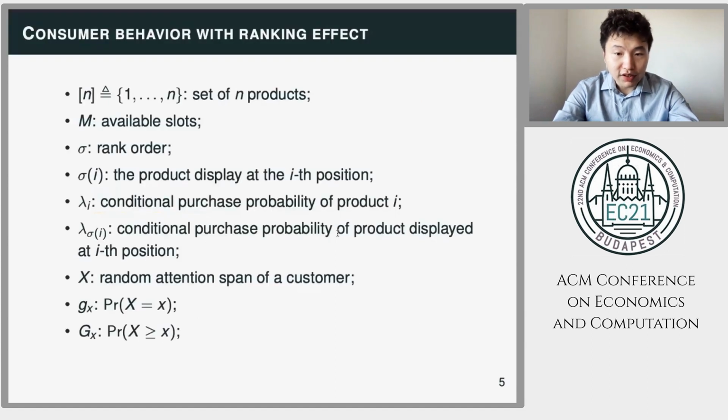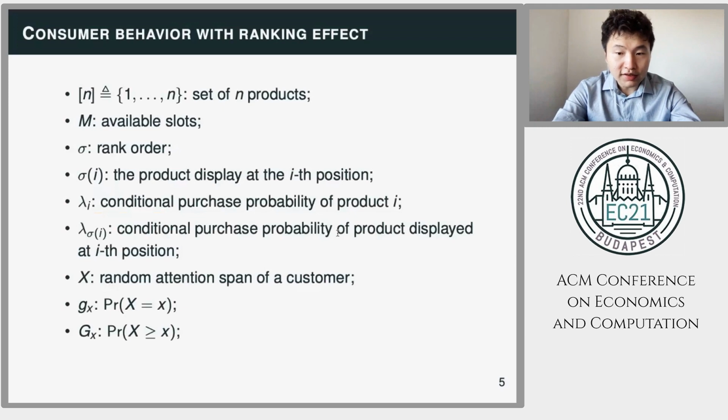We first introduce some notation which is used throughout this presentation. We consider an environment where there are n candidate products available to be displayed in at most m slots. We denote a ranking by sigma, and we use sigma_i to represent the item displayed at the ith position of this ranking. Given a product is viewed by a customer, we denote the conditional purchase probability by lambda_i. Therefore, the conditional purchase probability of the product displayed at the ith position of sigma is represented as lambda_sigma_i.